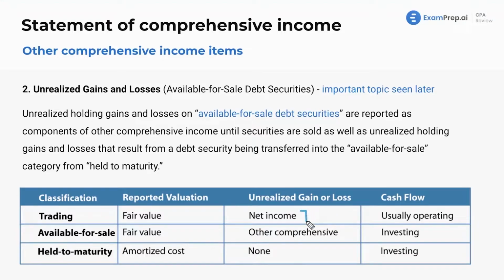Net income, that's where you report unrealized gain and loss on trading, so that's why it's not included in OCI. Unrealized gain or loss for held to maturity, there is none because it's held to maturity. It's a bond. It pays out interest. And, well, that leaves available for sale. You're going to report that in our OCI.